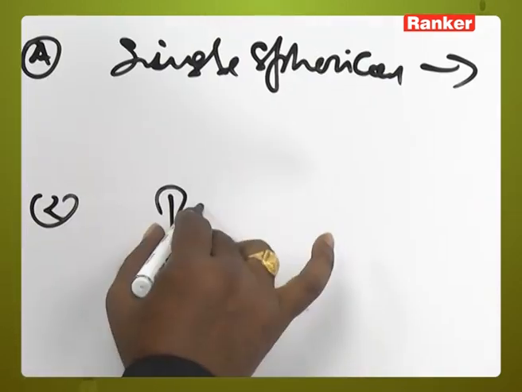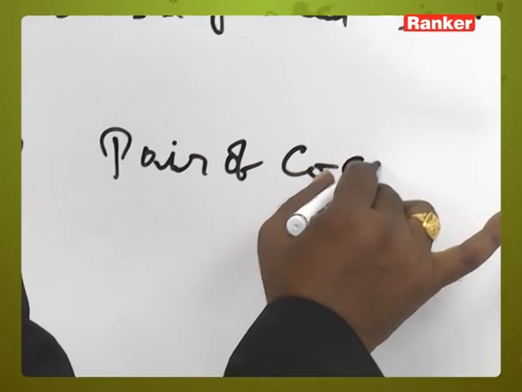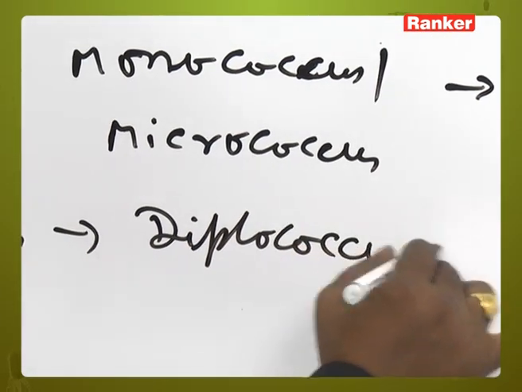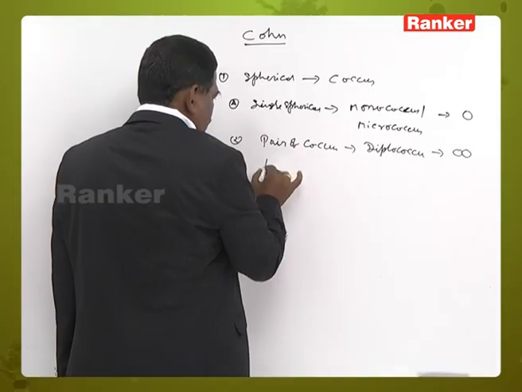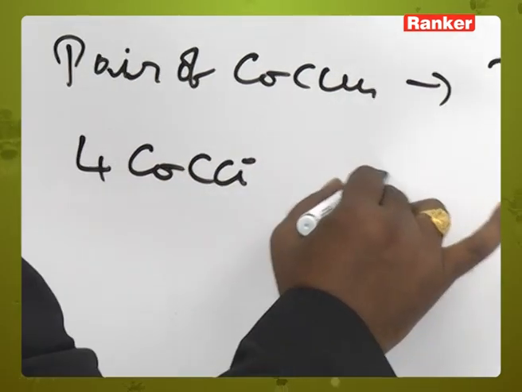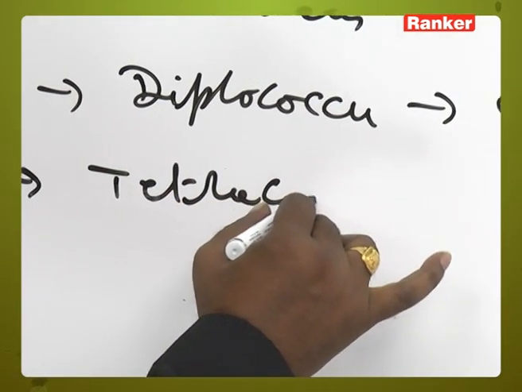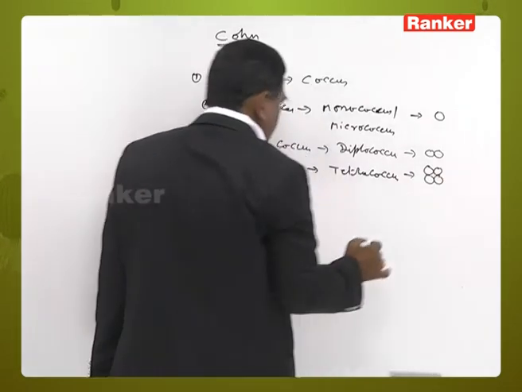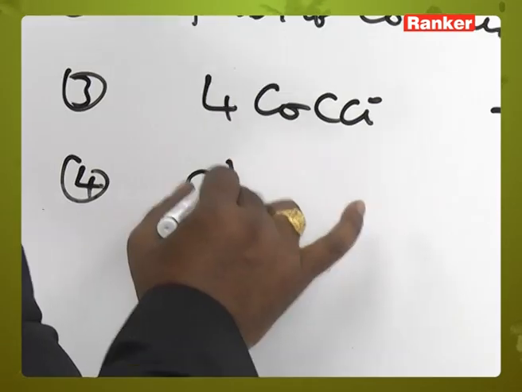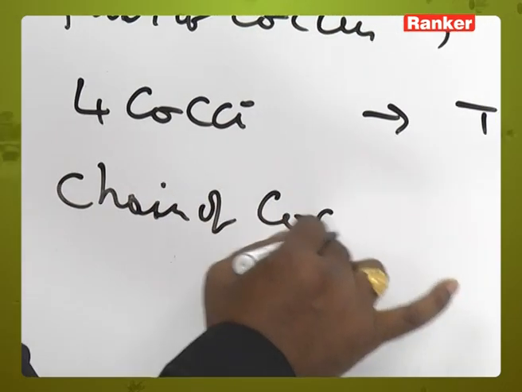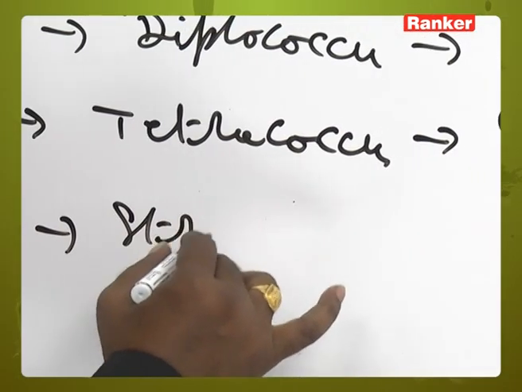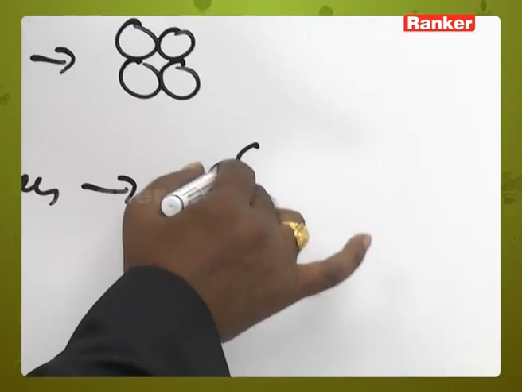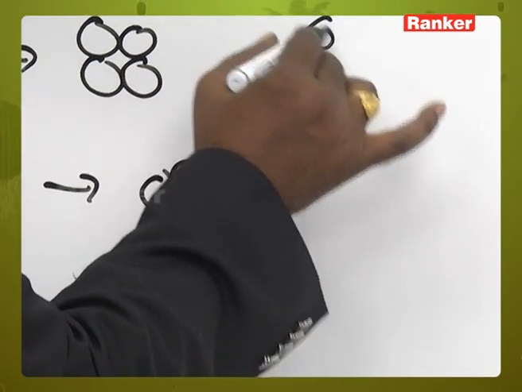A pair of coccus bacteria, Diplococcus. Four cocci, a group of 4 cocci bacteria, Tetracoccus. Chain of cocci, Streptococcus: many spherical shaped bacteria arranged in a chain, an unbranched chain.